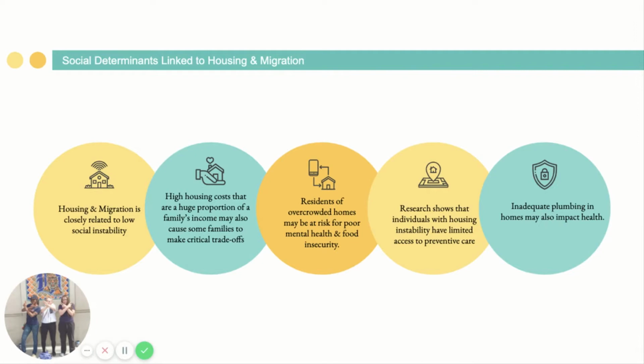Researchers show that individuals with housing instability have limited access to health care. Inadequate plumbing in homes may also impact health. Corroded plumbing infrastructure in Flint, Michigan, for example, increases residents' exposure to lead.